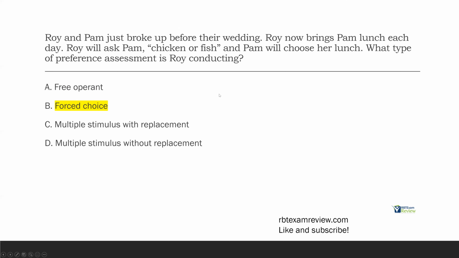We said free operant is naturalistic. This is not naturalistic. It's contrived. Roy is directly asking Pam, "Which one do you prefer?" Free operant is watching your client in their natural environment without intervening. And then, of course, multiple stimulus with and without replacement is going to be 3 or more stimuli at a time. Depending on which one we're using, we're either replacing stimuli or not, right? But the key is multiple stimulus with or without replacement is going to be 3 or more at a time. In this case, we only have 2. We're using a forced choice assessment.